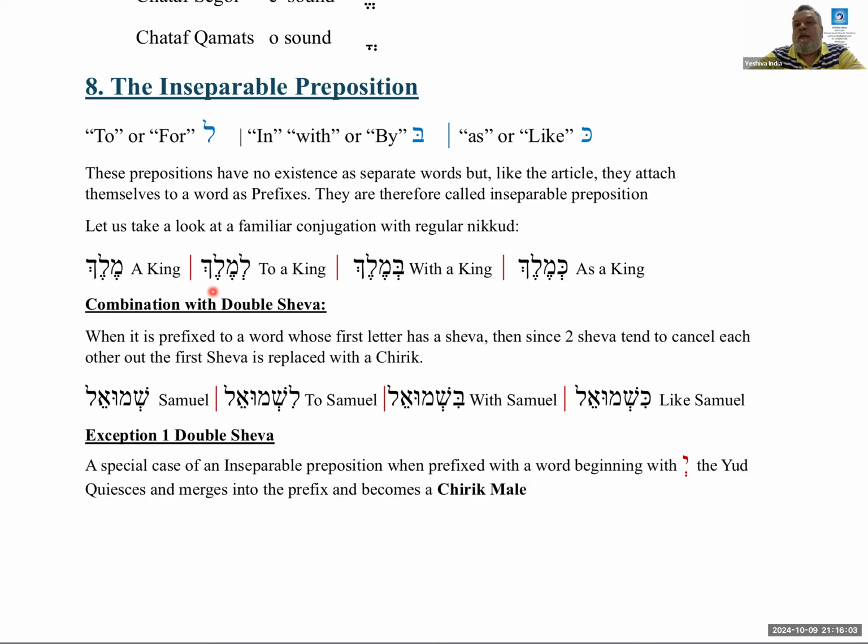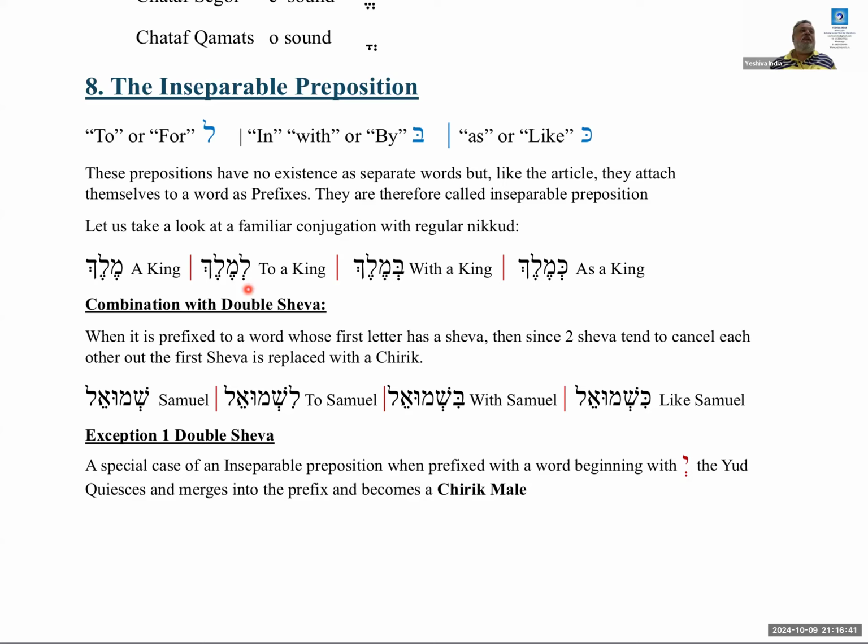If I want to use in, with, or by a king, it will be be melech. And as or like a king, it will be khe melech. So this khe, this bet, this lamed, they're all prepositions, but they're inseparable because they are co-joined with a word. Now, the preposition comes with a sheva because it's not a word, right? It's added to a word.